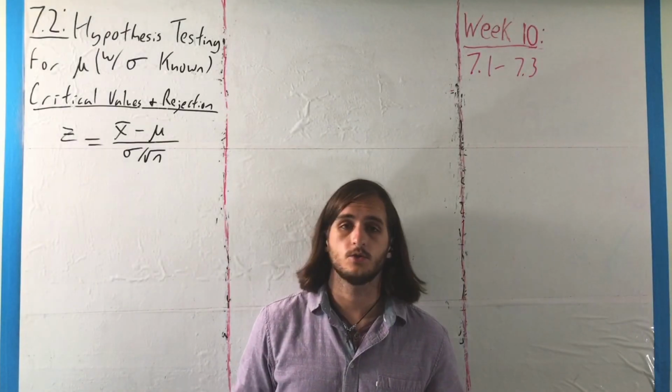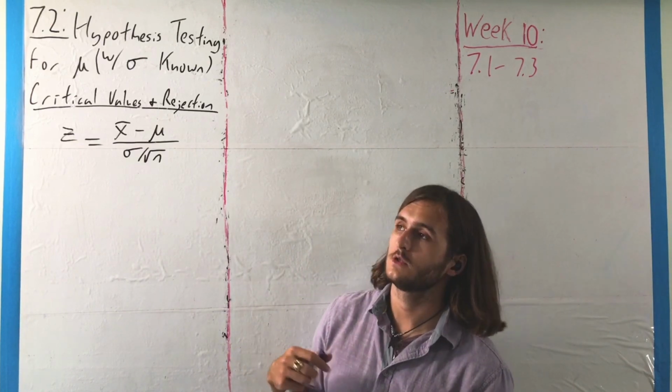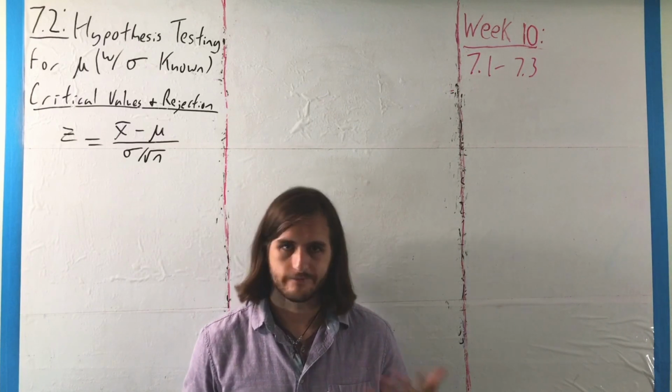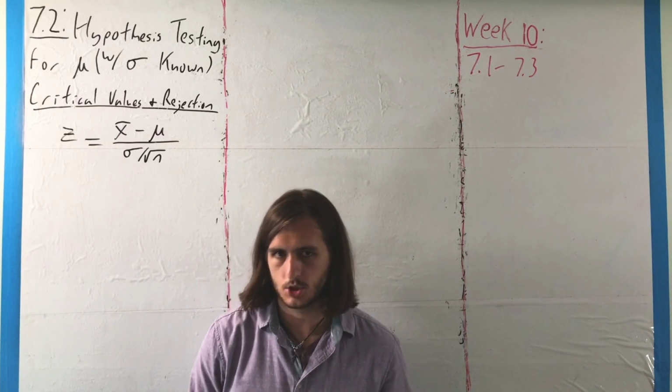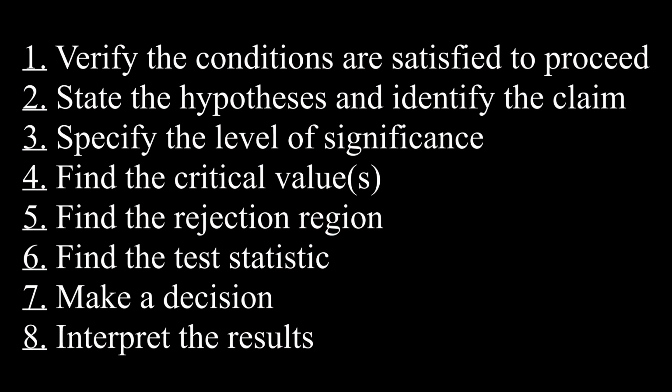So if we want to do the critical value rejection region approach to the z-test, we have a very similar set of steps, just with different pieces moved around in different places to correspond to the change. For this, first, what we're going to do is verify the conditions that we need. Again, it's basically a free step. Then we state our hypotheses and identify the claim, and specify the level of significance. So, first three steps, exactly the same.